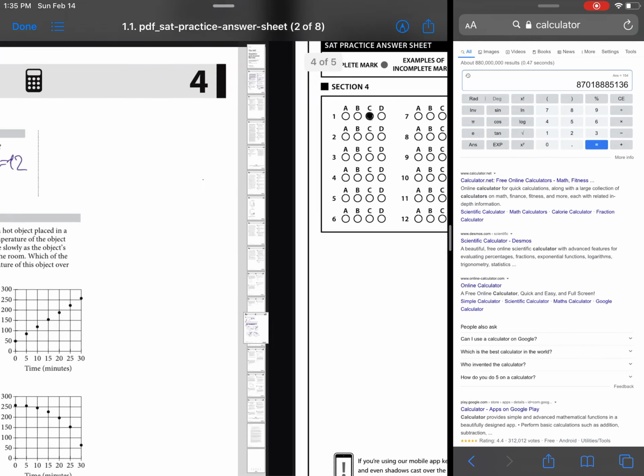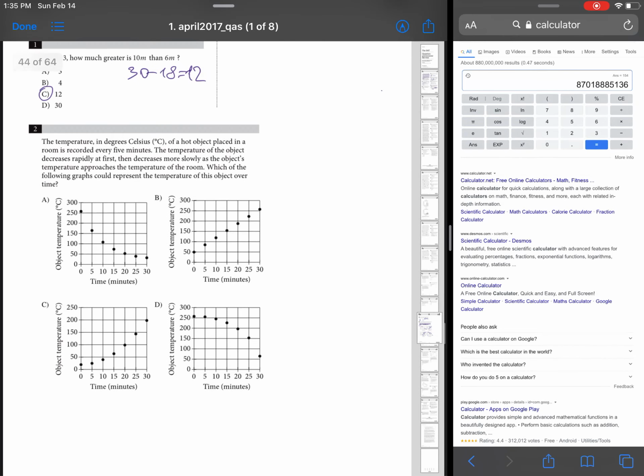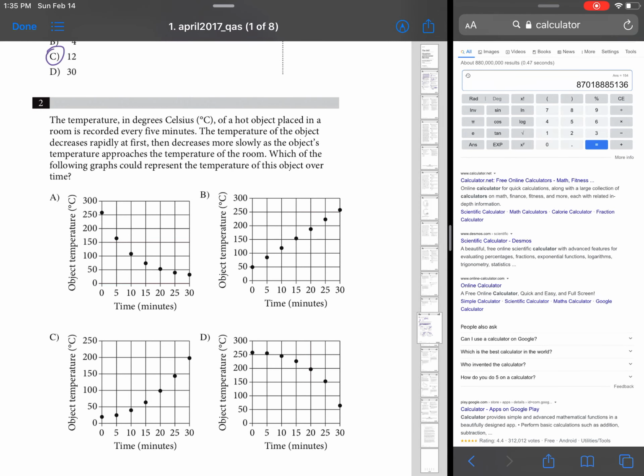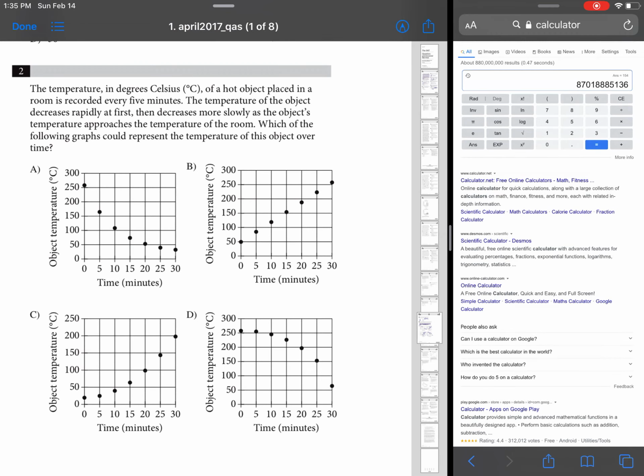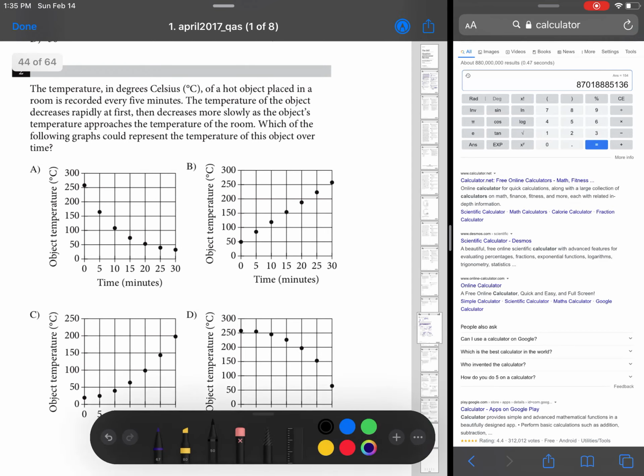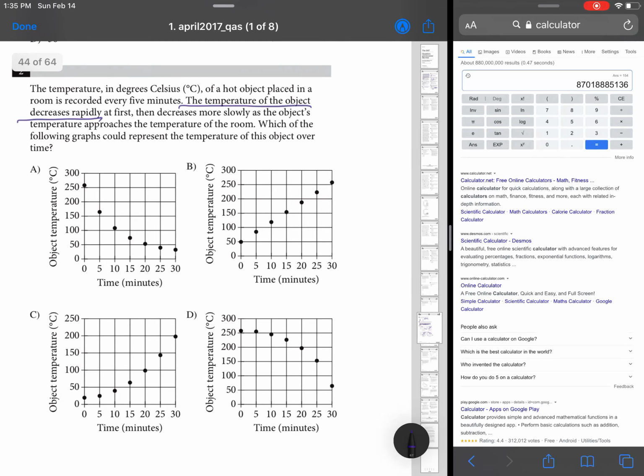Cool. Next, 2. The temperature in degrees Celsius of an object placed in a room is recorded every 5 minutes. The temperature of the object decreases rapidly at first, then decreases more slowly as the object's temperature approaches the temperature of the room. Which of the following graphs could represent the temperature of this object over time? Okay, let me underline some very important stuff here. The temperature of the object decreases rapidly at first, then decreases more slowly as the object's temperature approaches the temperature of the room.